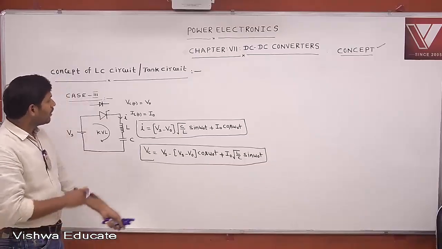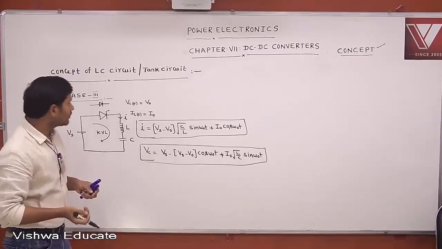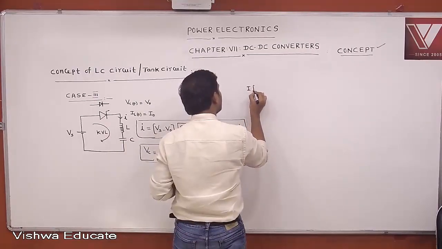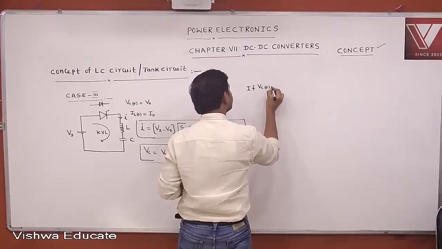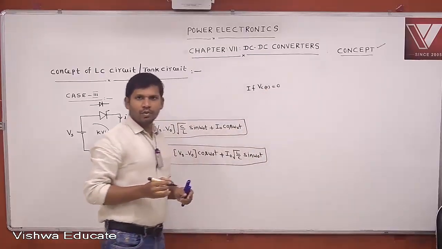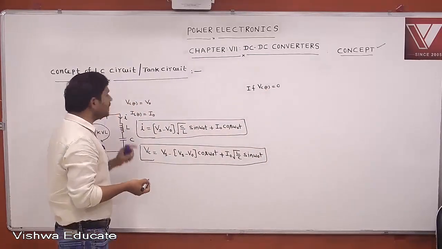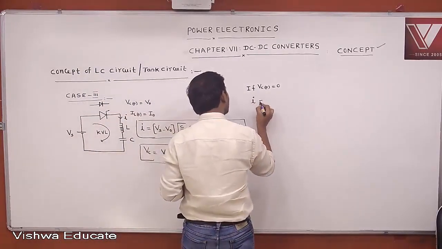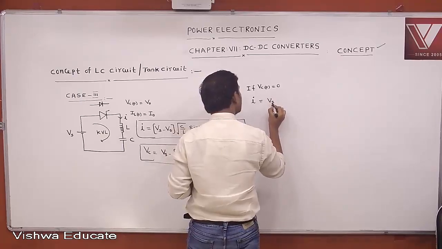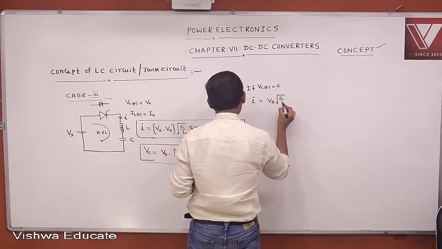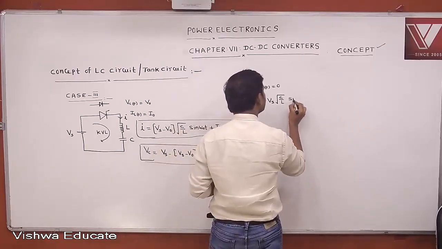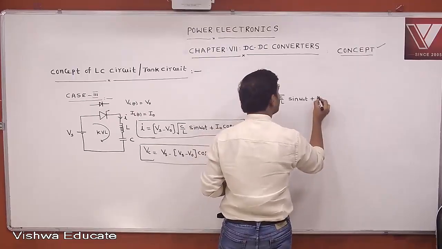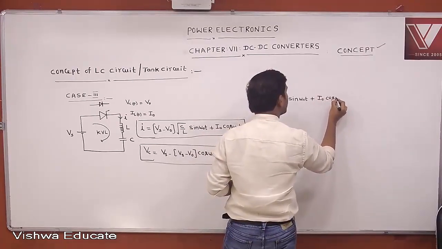But here I want to write one expression. Let Vc of 0 equal to 0, the initial voltage across the capacitor is 0. This is a special case in case 3. Then what is I? I equal to Vs into square root of C by L into sin omega naught t plus I0 into cos omega naught t.